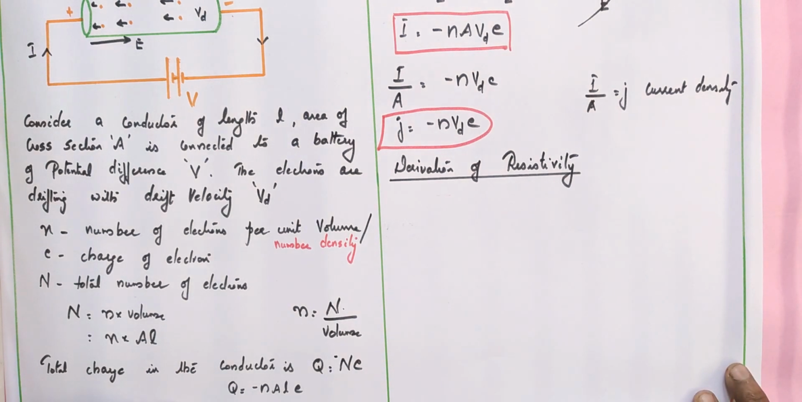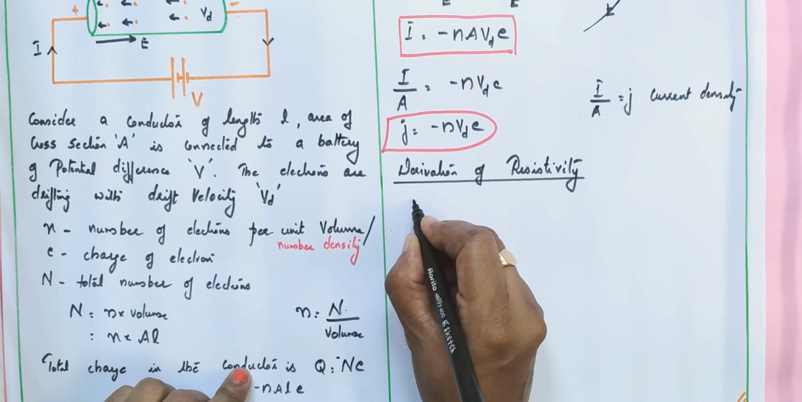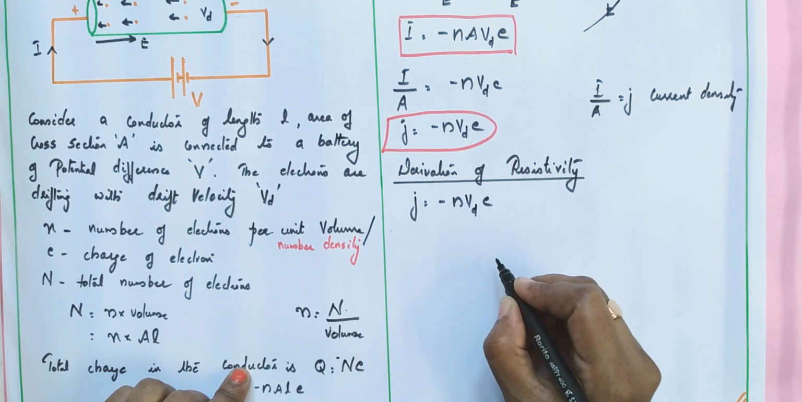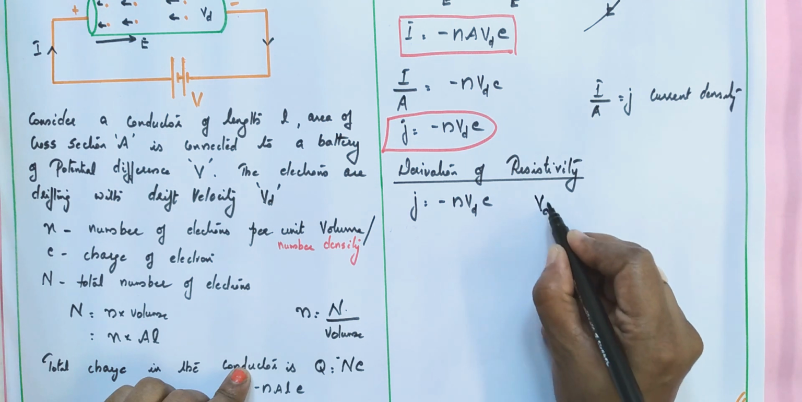Thus we have derived the formula for current and current density: I equal to minus nA v_d e and current density J equal to minus n v_d into e. Now we can derive the formula for resistivity. So we have current density J equal to minus n v_d into e. But what is the formula for drift velocity?